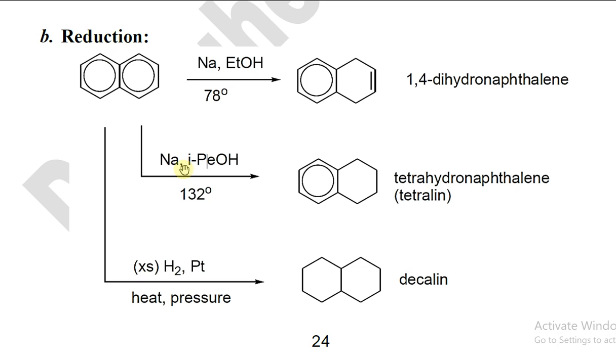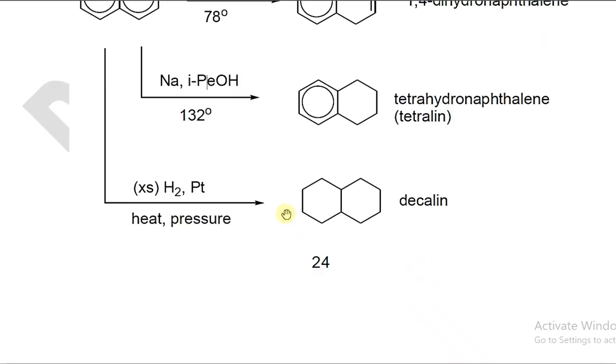It will be converted to tetrahydronaphthalene, tetraline, we said tetraline, or complete reduction. Both rings will be saturated with hydrogen atoms. So decaline will give you these two cyclohexane rings fused together, this compound called decaline.